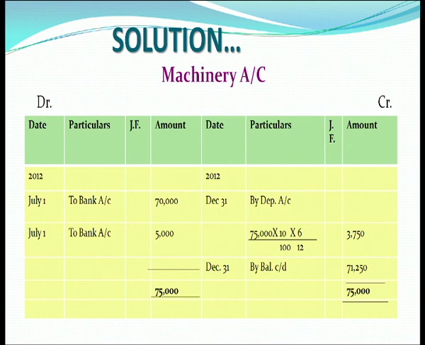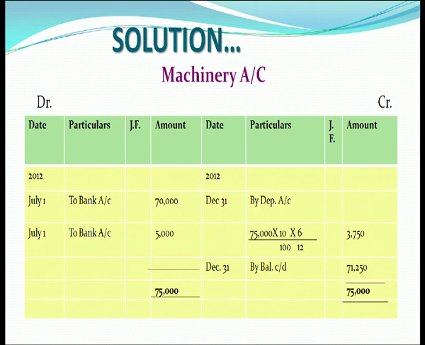Now, since depreciation is charged at the end of the year, on 31st December 2012 we would be charging the depreciation. And since this machinery was purchased on 1st July, in 2012 we would be providing the depreciation for only 6 months and not for the complete 12 months, because we have procured the asset on 1st of July.